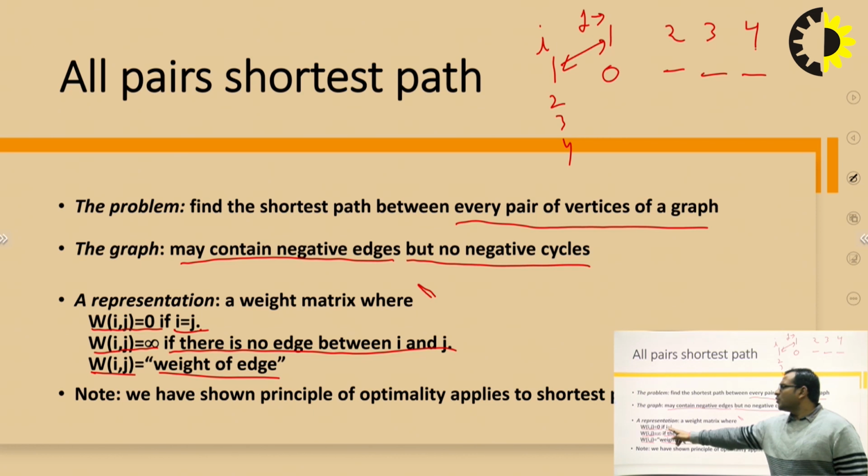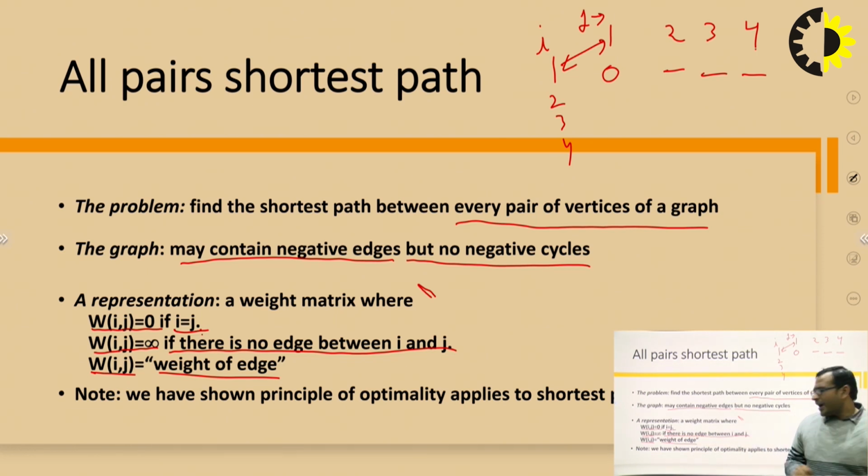If the nodes are the same, like i equal to j, 1 to 1, 2 to 2, 3 to 3, you can see the diagonal values become 0. If there is no direct edge between i and j, you can just write infinity. And if there is a weight, you can simply put it in the matrix.